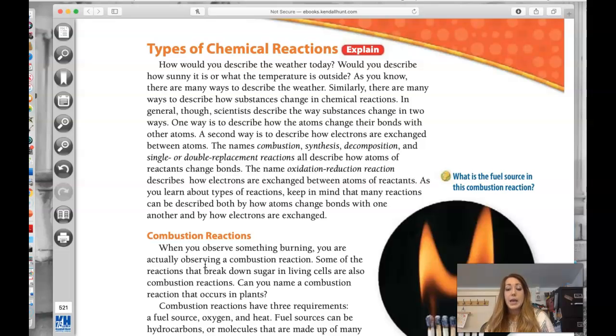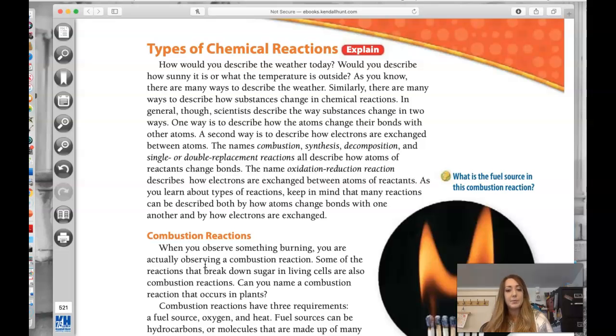In general, though, scientists describe the way substances change in two ways. One way is to describe how the atoms change their bonds with each other. A second way is to describe how electrons are exchanged between atoms. The names combustion, synthesis, decomposition, single or double replacement reactions all describe how atoms of reactants change bonds. The name oxidation-reduction reaction, such big words, describes how electrons are exchanged between atoms of reactants.